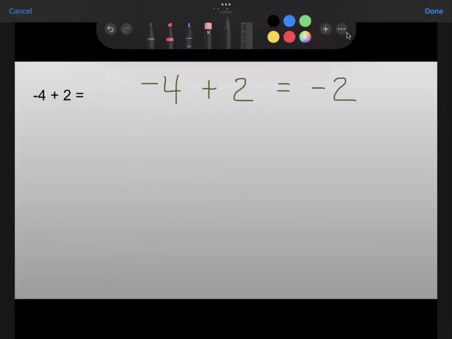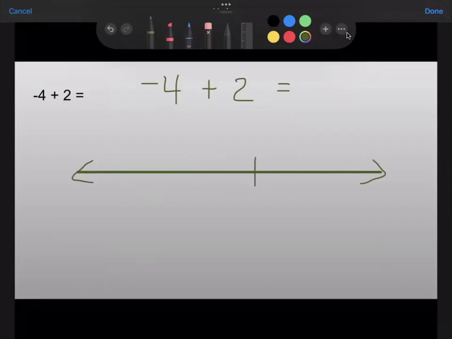Let's say we have a number line that looks something like this. Okay, I'm going to erase this -2 for now. We've got our 0, maybe right about there. There's -1, -2, -3, and -4. So in our equation, we start at -4.